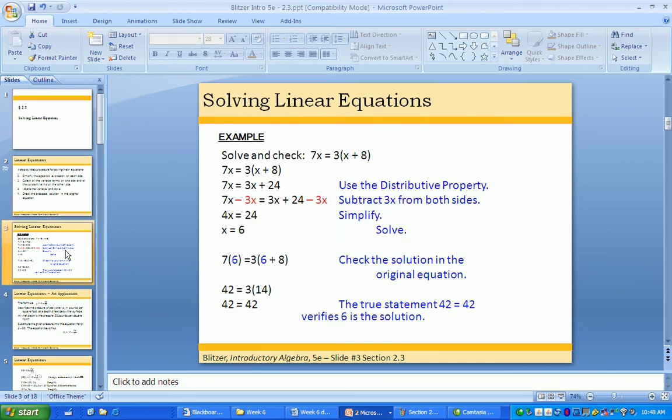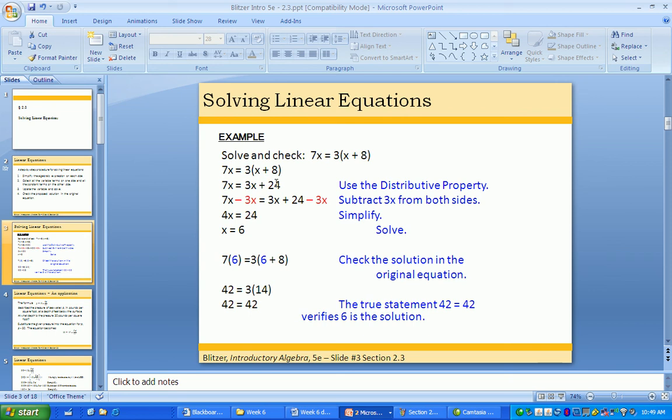We're going to go ahead and work on solving. We're not going to be checking yet, but you can go ahead and check on your... Oh, it does say solve and check, so we will solve and check. They give us an equation, 7x is equal to 3 times the quantity of x plus 8. The first thing we want to do is use the distributive property. We distribute 3 to everything inside. 7x is equal to 3x plus 24.